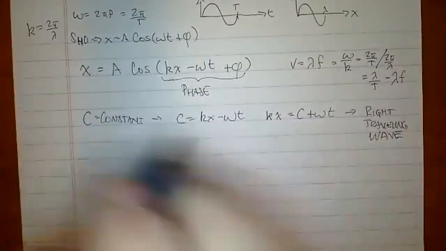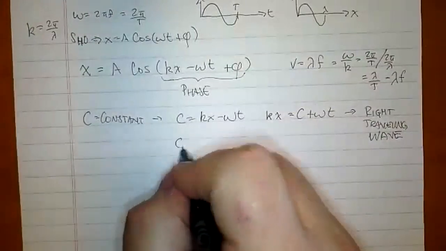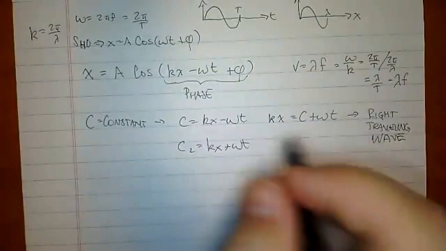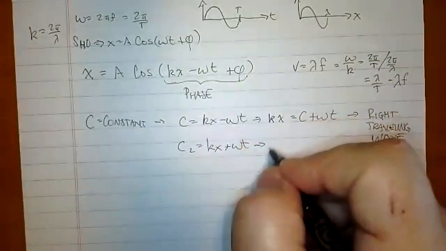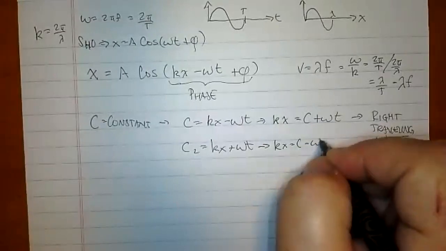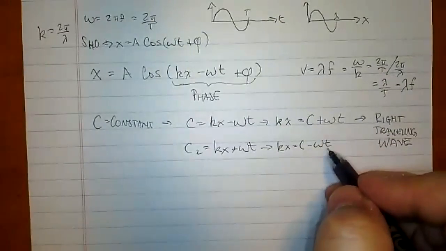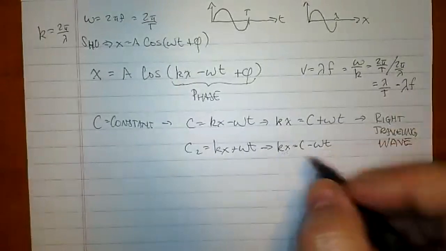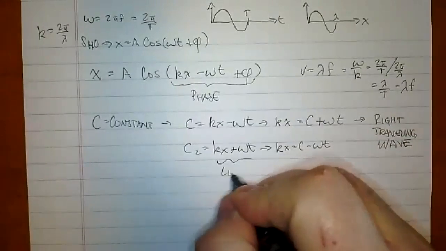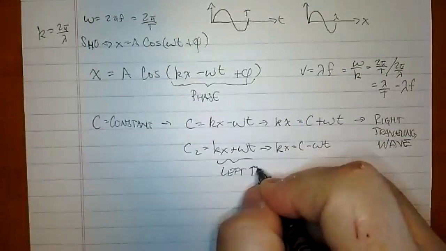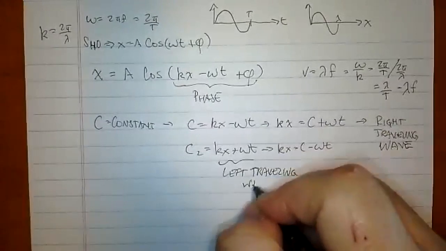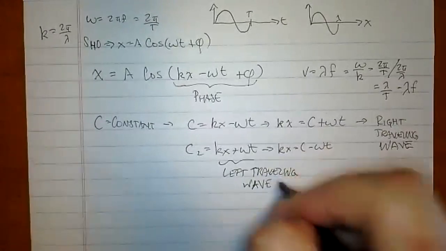Okay. Now, if you did the same thing for, let's say, c2 equals kx plus omega t, then you would get kx is equal to c minus omega t. And as t goes up, we see x goes down. So this is a left traveling wave. So those are the big principles you need for this.